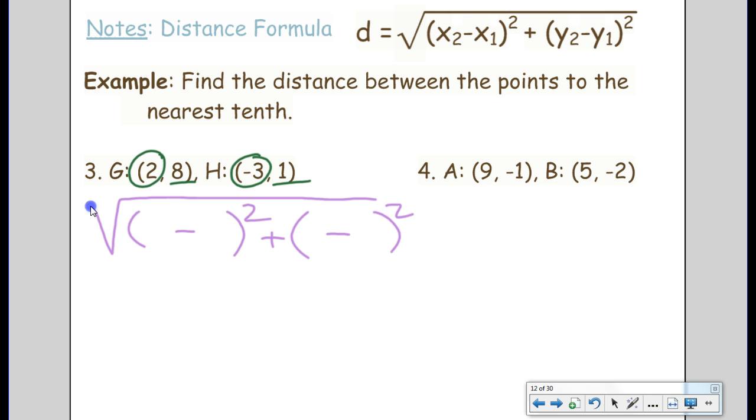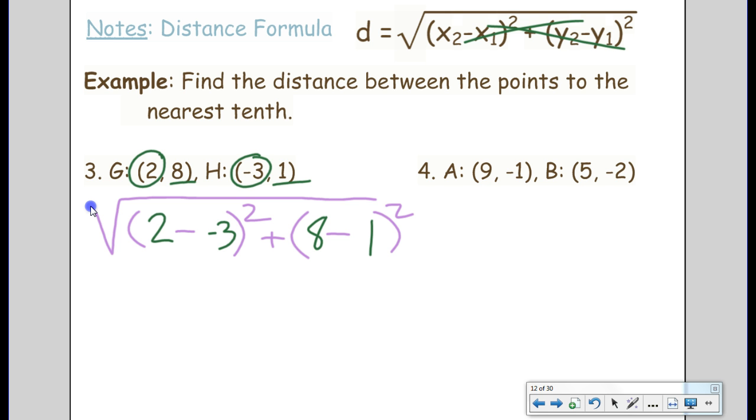Here's how you put it into the distance formula. The good news is you don't have to remember x sub 2 minus x sub 1 and y sub 2 minus... No, that's too hard to remember. We're not going to do it that way. All I care about is that you put your circles together and you put your underlines together. Does that make sense? So I'm going to put 2 and negative 3. Those are my circles. Now I'm going to put my underlines together. 8 and 1. Whew. Good. Put your circles together. Put your underlines together.